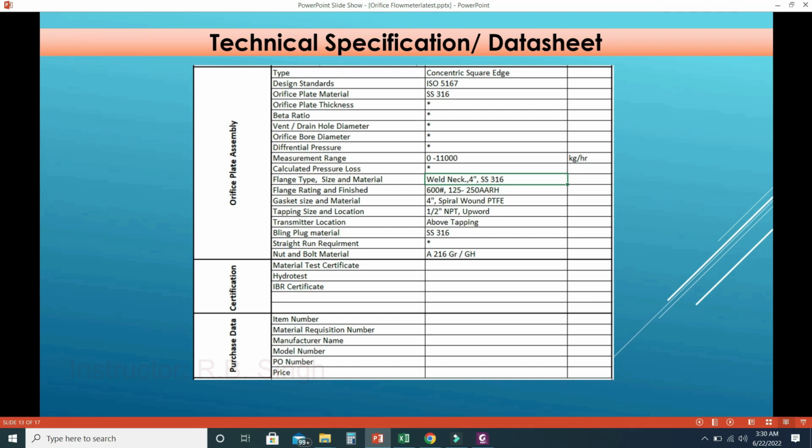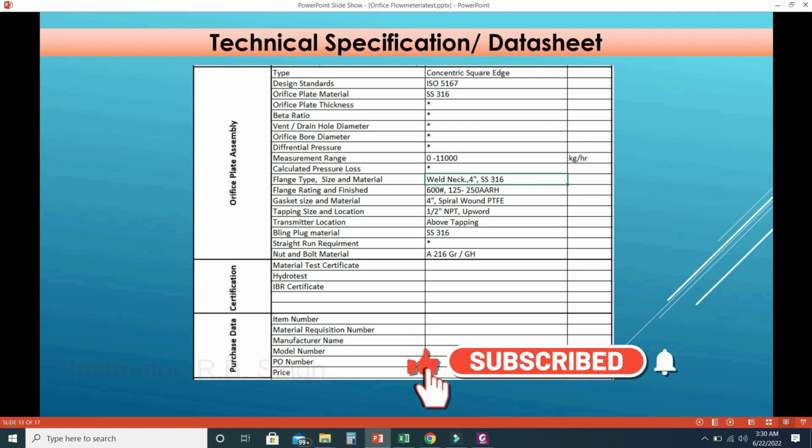Straight length requirement is either vendor recommended, or we can go with ISO 5167. Stud, nut and bolt material can be provided from the PMS; we can refer to the PMS for whatever material they are using, and the same material we can consider here also. So this is some data from the orifice plate assembly we can provide here, and if you want to provide any other things, you can provide them here too. But for orifice plate or orifice plate assembly, these are the minimum information we need to provide.